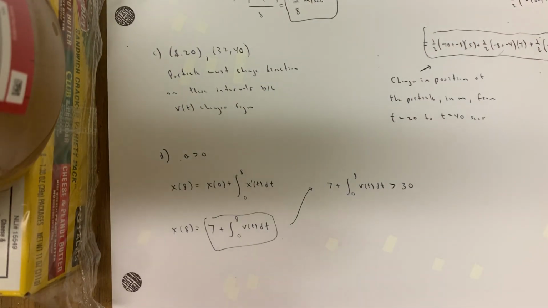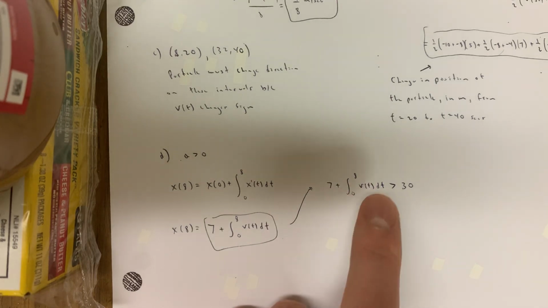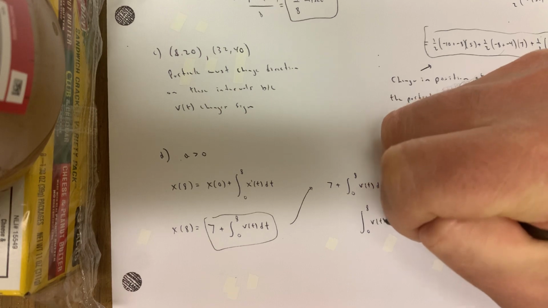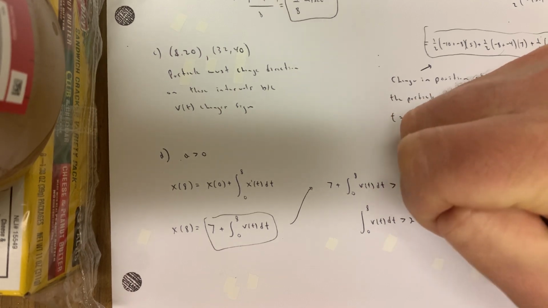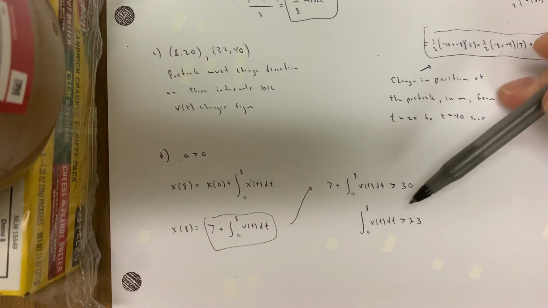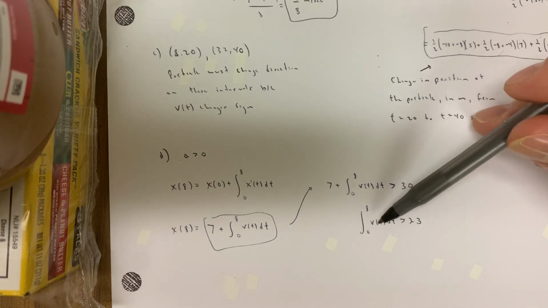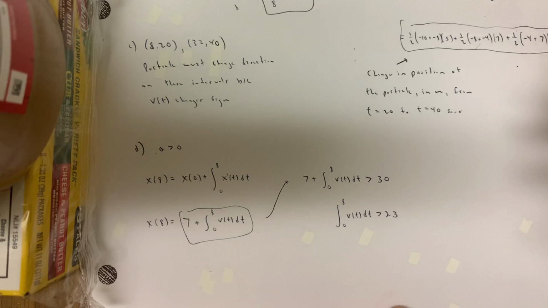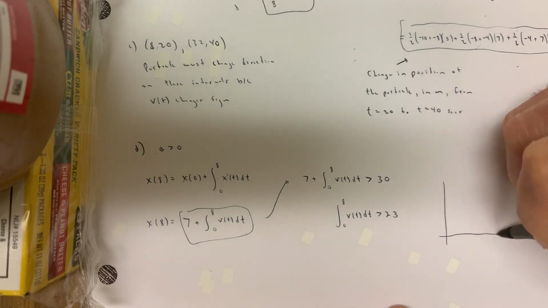What do I do here? Well, the first thing is you just subtract 7 from both sides quite easily. You get the integral from 0 to 8 of v of t with respect to t is greater than 23, which would be great if you had a graph or something. Then you could calculate this area or show that the area has to be positive for some reason. That doesn't happen here, but you could try to make a little bit of a graph of v of t.